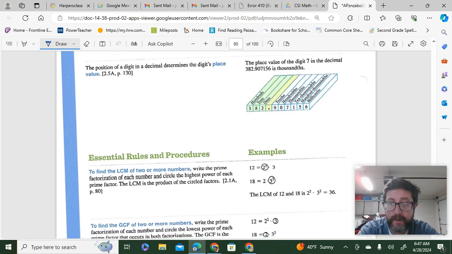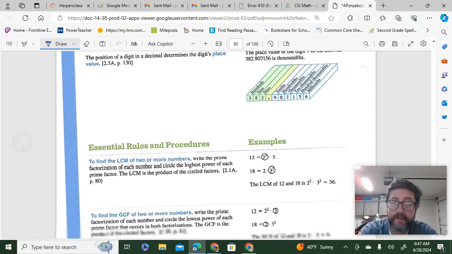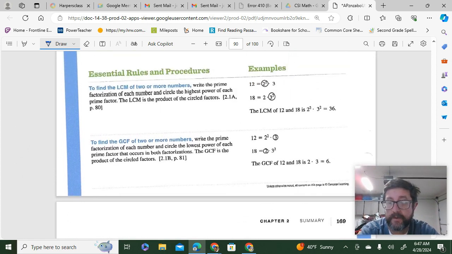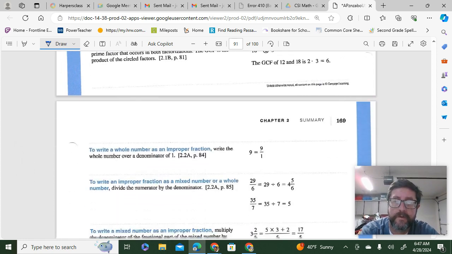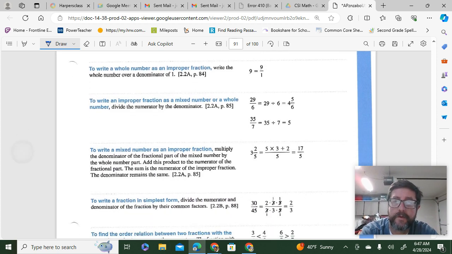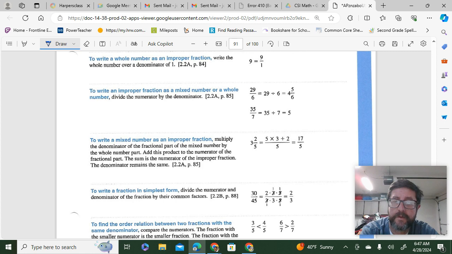Okay, pause it and do this. Pause it there, pause it, and do this. Didn't have the bottom one completely on. Pause it, and do this.